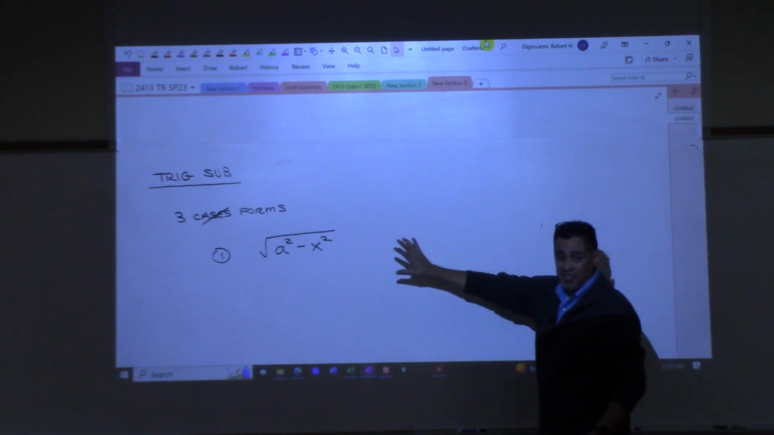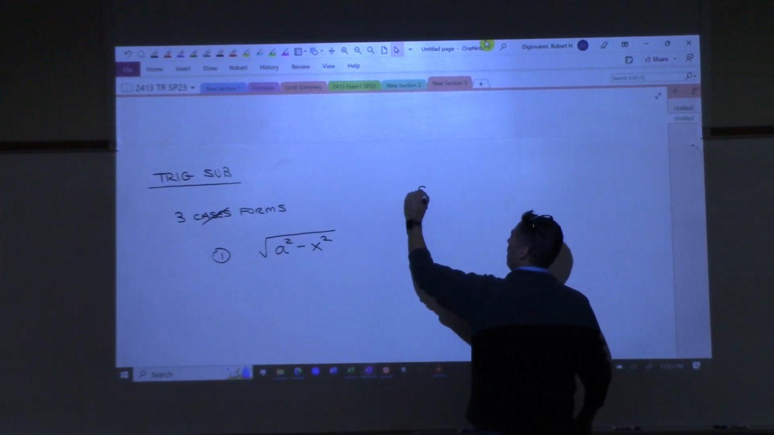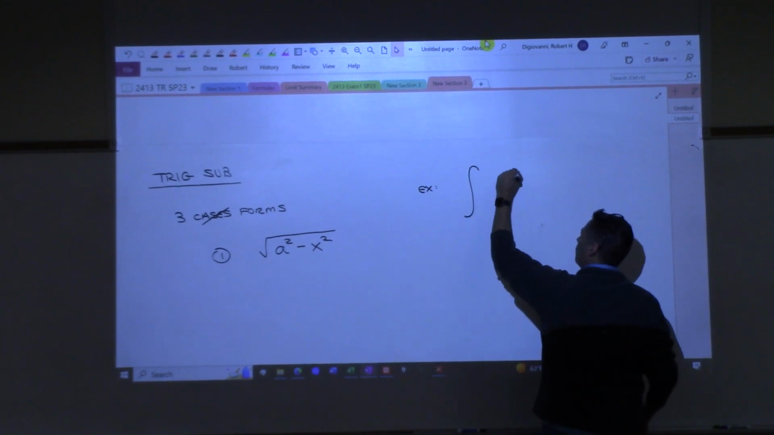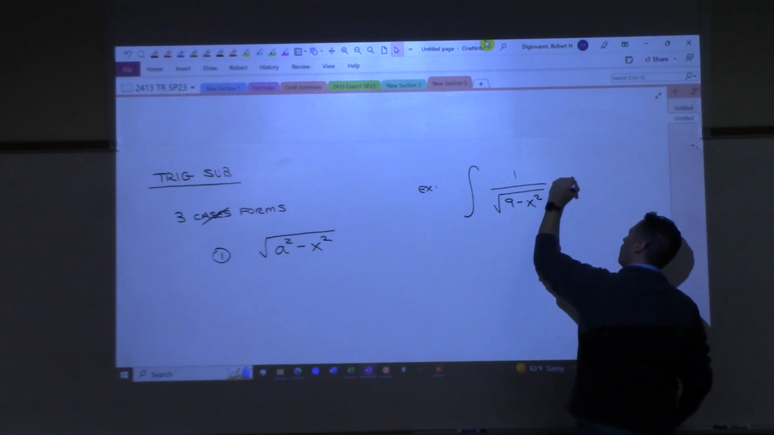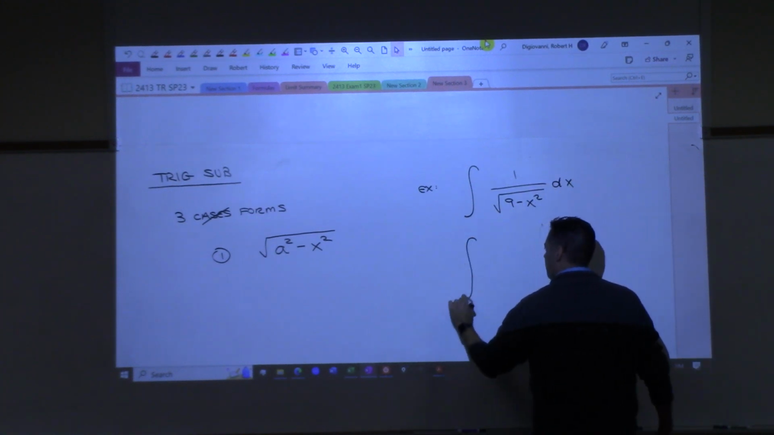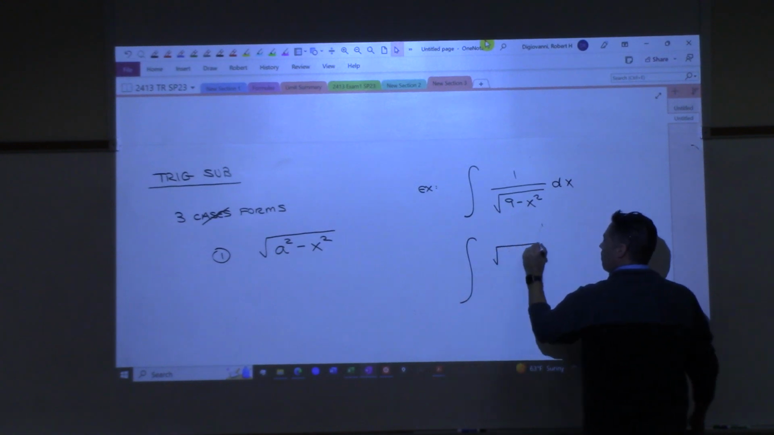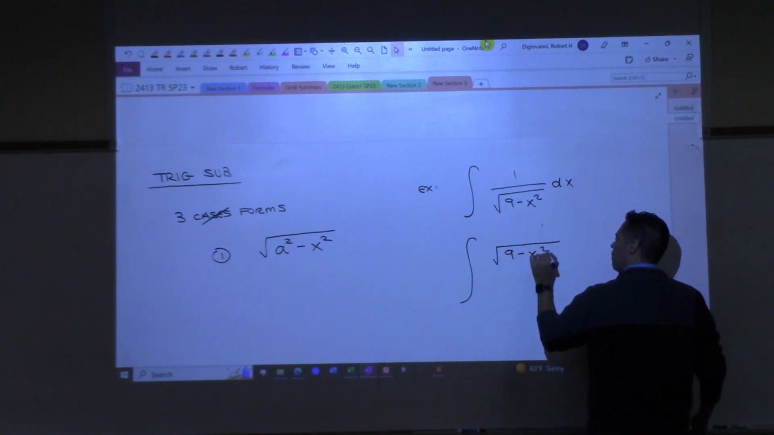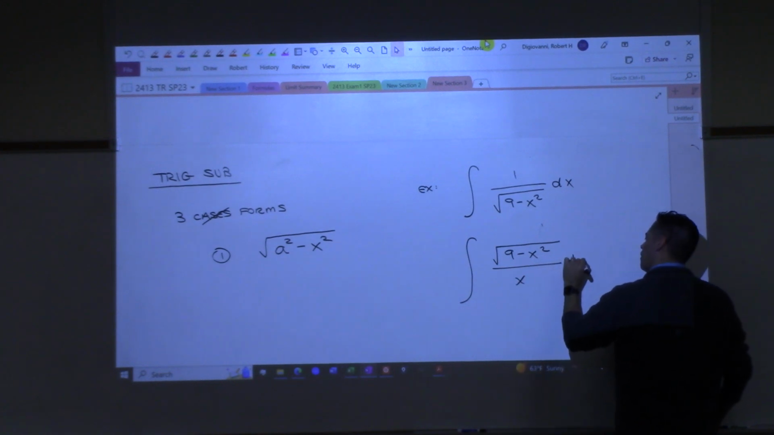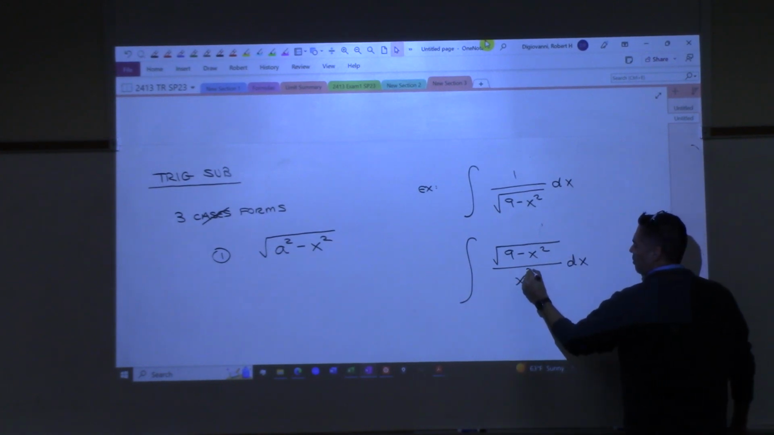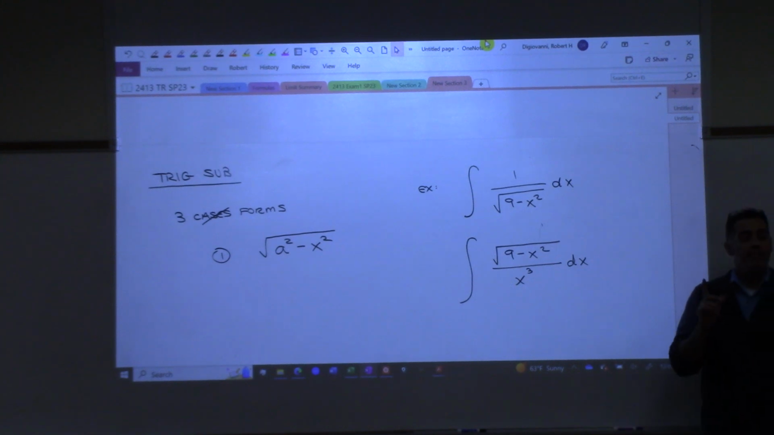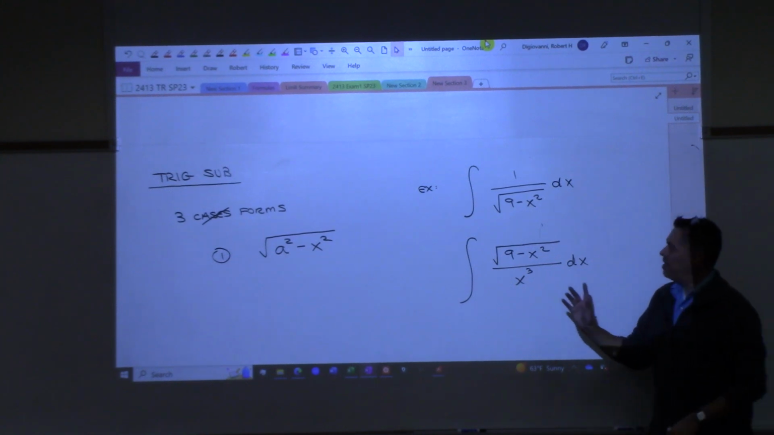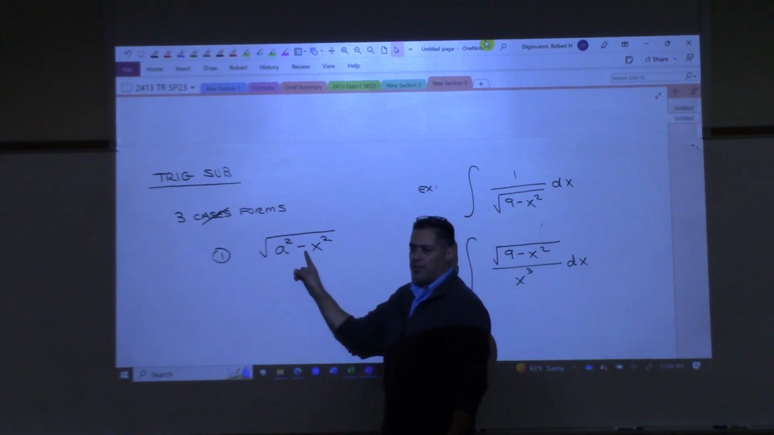Let me give you some specific examples of this. Okay, examples would be this. Another one. I'll do x cubed. Those are 2 examples of where we would look at them and we would think, hey, maybe we're going to use trig sub here. Because what we're seeing is some number squared minus the variable squared.